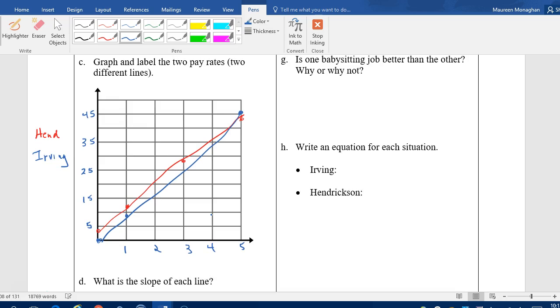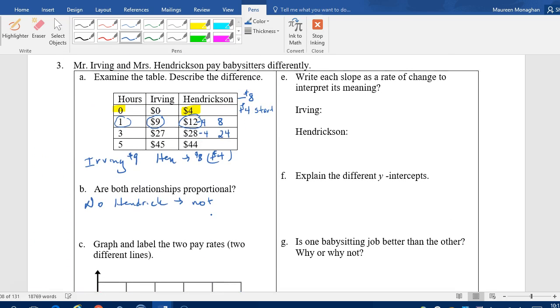Okay, let's go back up here. Write each slope as a rate of change to interpret its meaning. So Irving, you're going to get $9 per hour, and Henriksen is going to be $8 per hour. Explain the y-intercepts. Okay, for Irving, the y-intercept is 0, and for Henriksen, the y-intercept is 4.